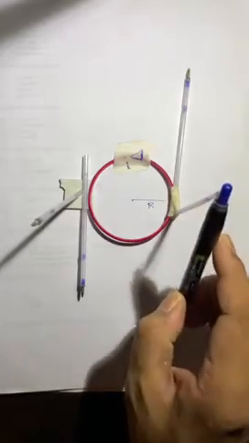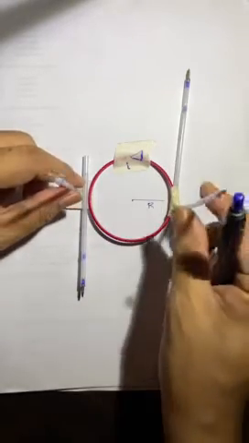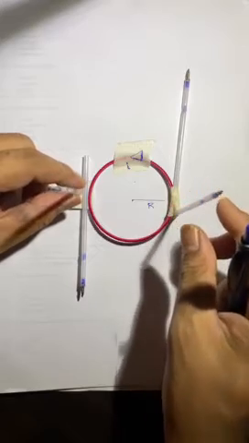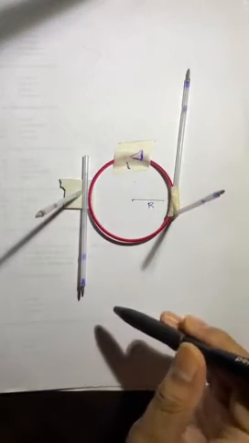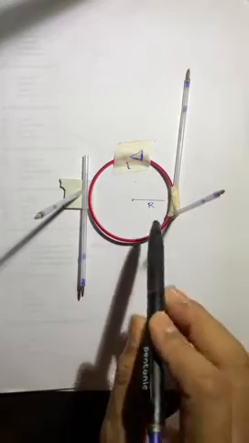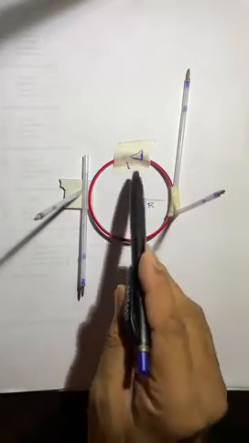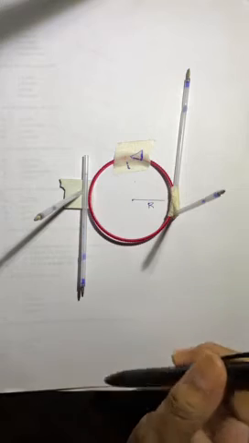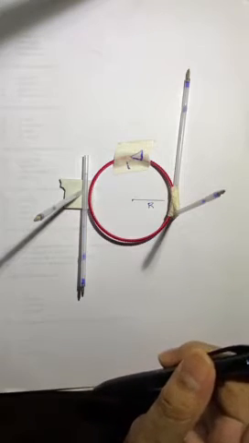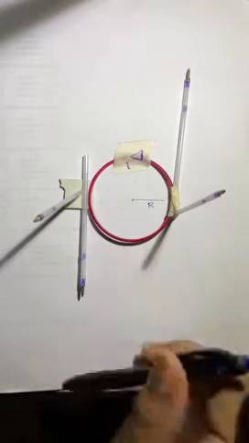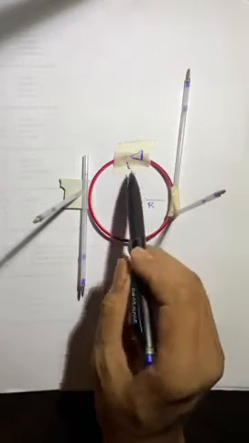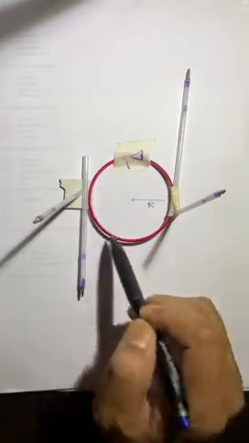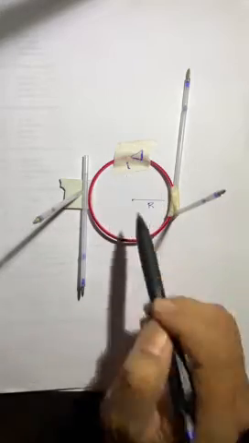So this is the direction of the field. The field is perpendicular to the surface. Now it is asking how much will be the force experienced by this particular circular loop which is carrying a current I. This is the radius r, and this is the current rotating in anti-clockwise direction.